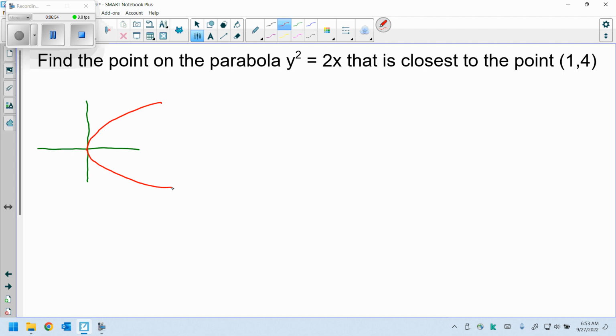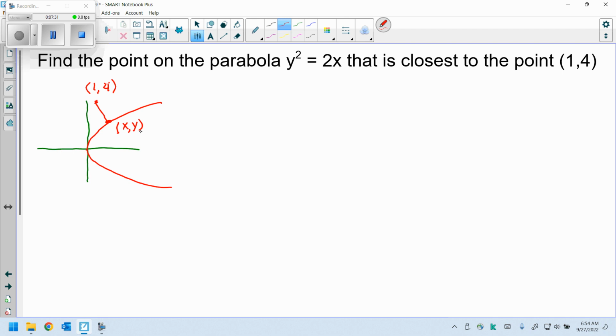Now I would like the point on that red parabola that is closest to the point (1, 4). So there's (1, 4). I'll label that. And there's some point on the parabola here where that is the smallest possible distance. I don't know what that point is. I'll call it (x, y). And the value I'd like to minimize is distance.